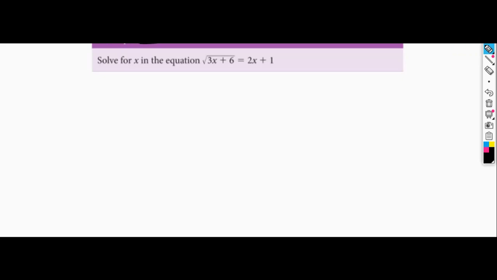It says solve for x in the following equation: square root of 3x plus 6 equals 2x plus 1. This is pretty simple. All you have to do is square both sides of the equation, and we're going to get that 3x plus 6 is equal to 4x squared plus 4x plus 1.